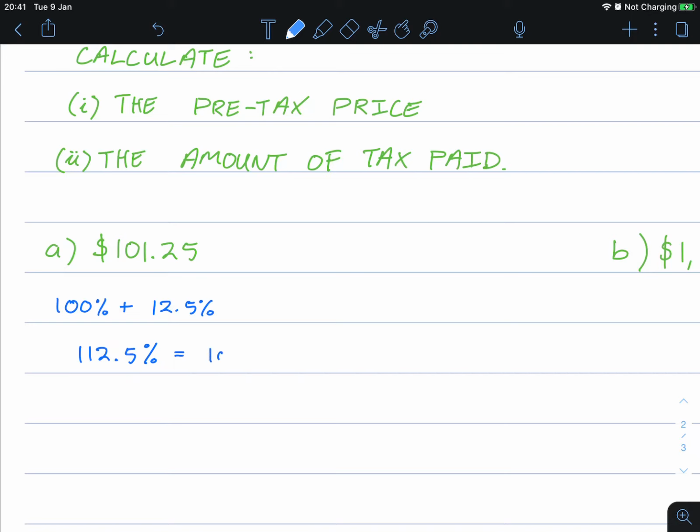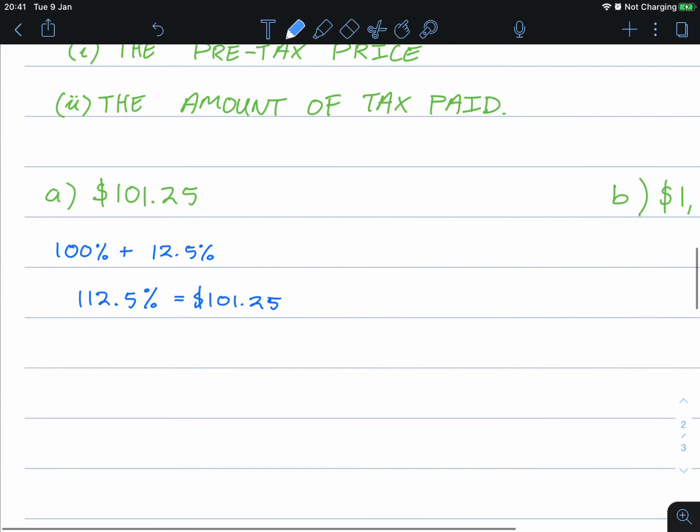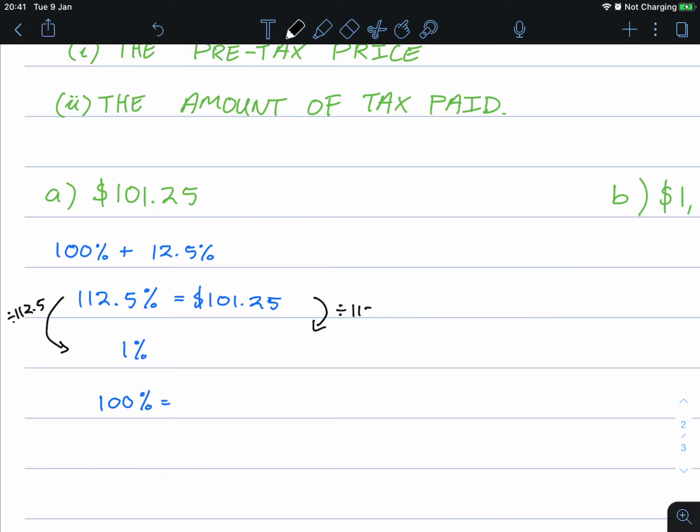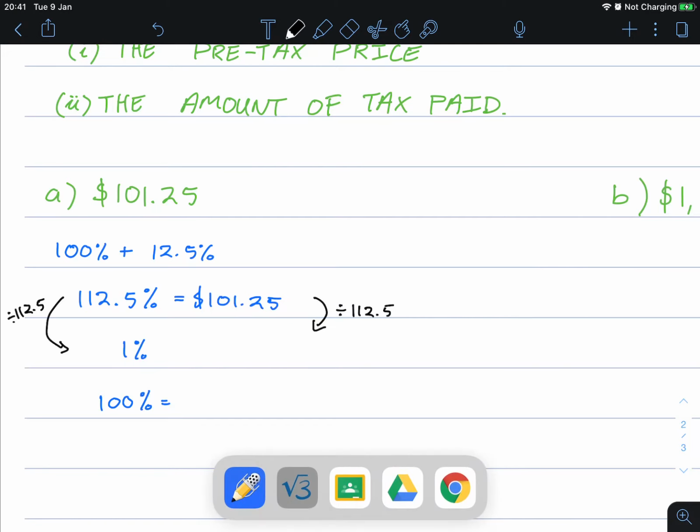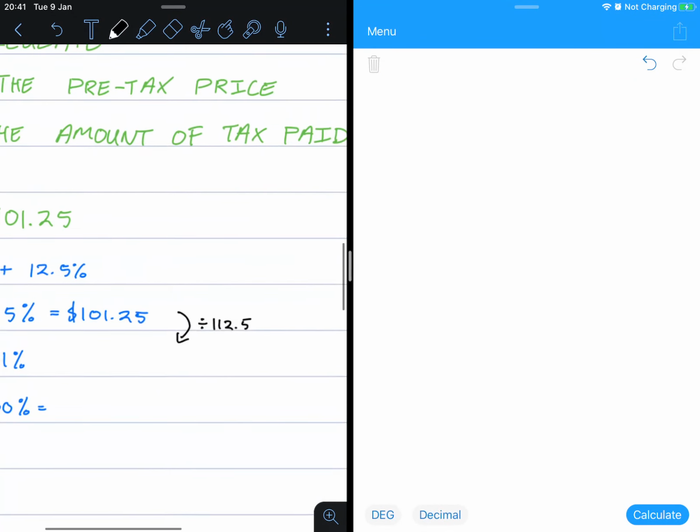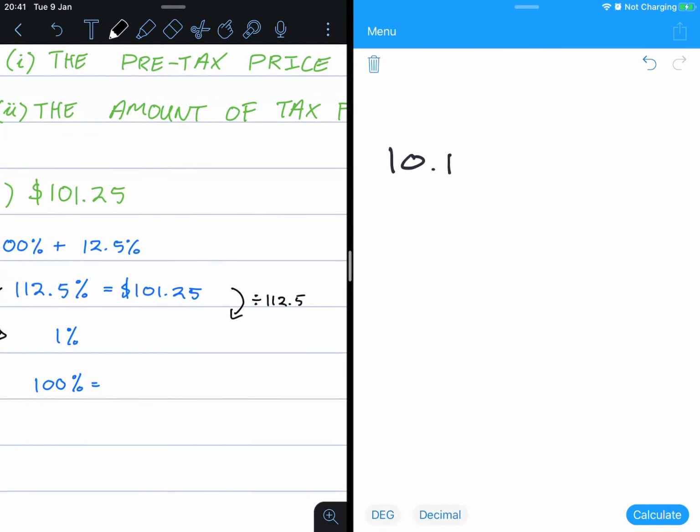So this is equal to 101.25. Now to find the original amount, what we do is first we find 1%. And how we do that is we divide by itself here. So we're going to divide by 112.5 and do the same to here. Let's find that. 101.25 divide by 112.5.